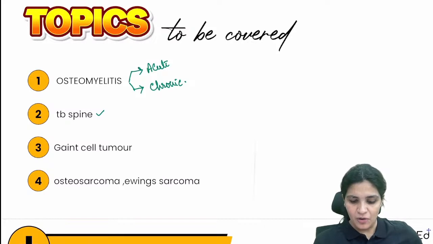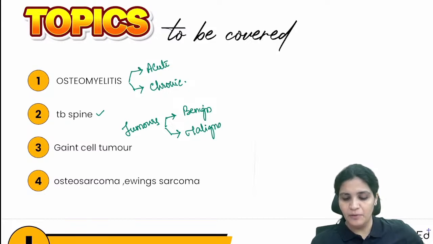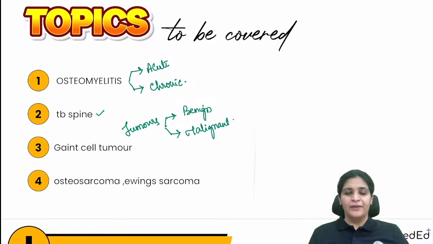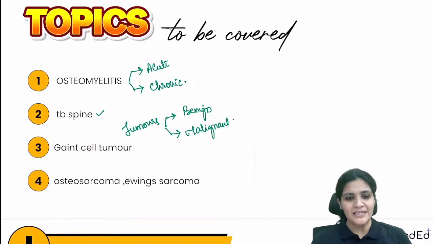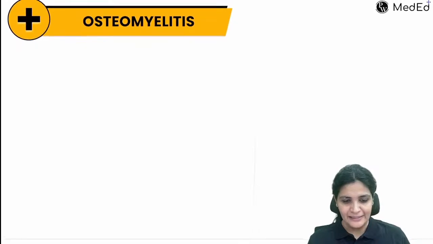Then coming to the oncology part, that is the tumors, we have benign and malignant. From the benign part, we have giant cell tumor, which is important, and in the malignant part we have osteosarcoma and Ewing. So today we are going to understand and read these topics, and if they come in the exam, we are going to write it in great detail.